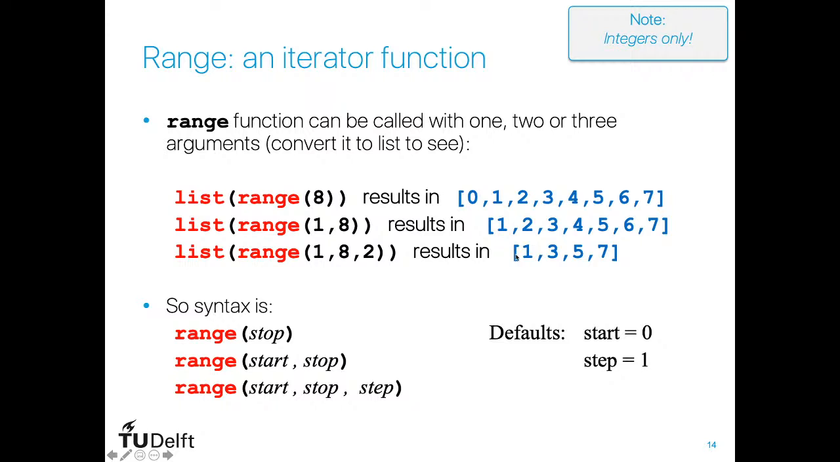And if you want to skip numbers, if you want a larger step size, then you can also add the step size here. It should be noted that the range function of Python can only give you integer numbers. We will see in one of the later lectures how you can do this very easily for floating point numbers.